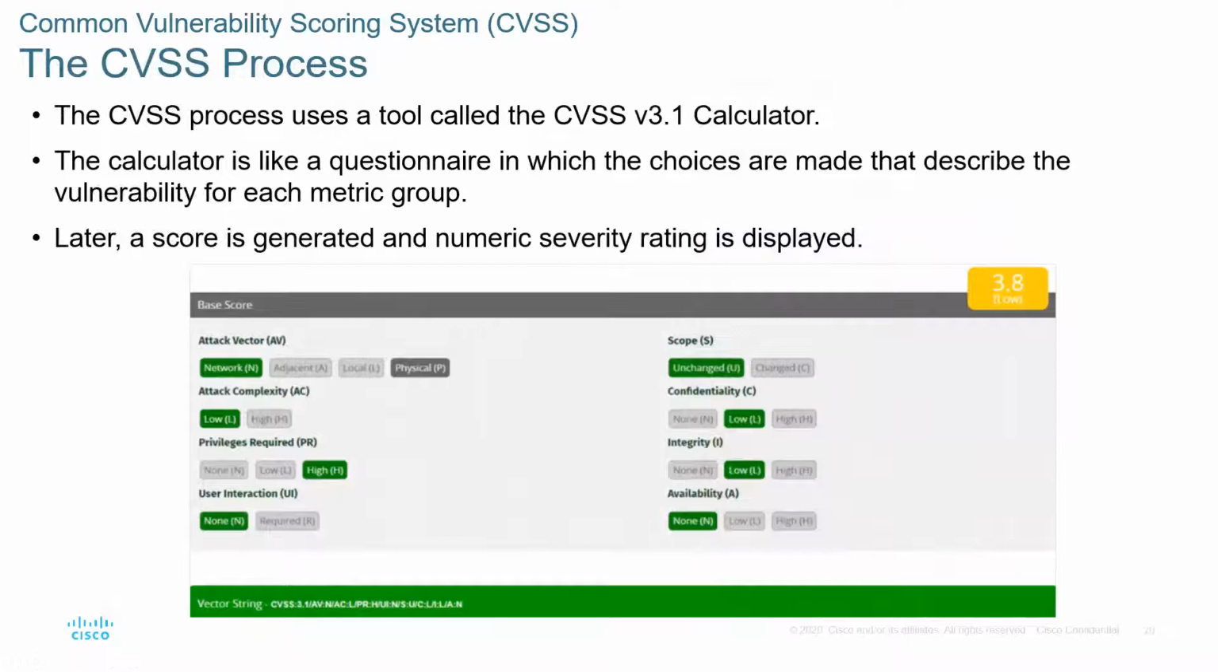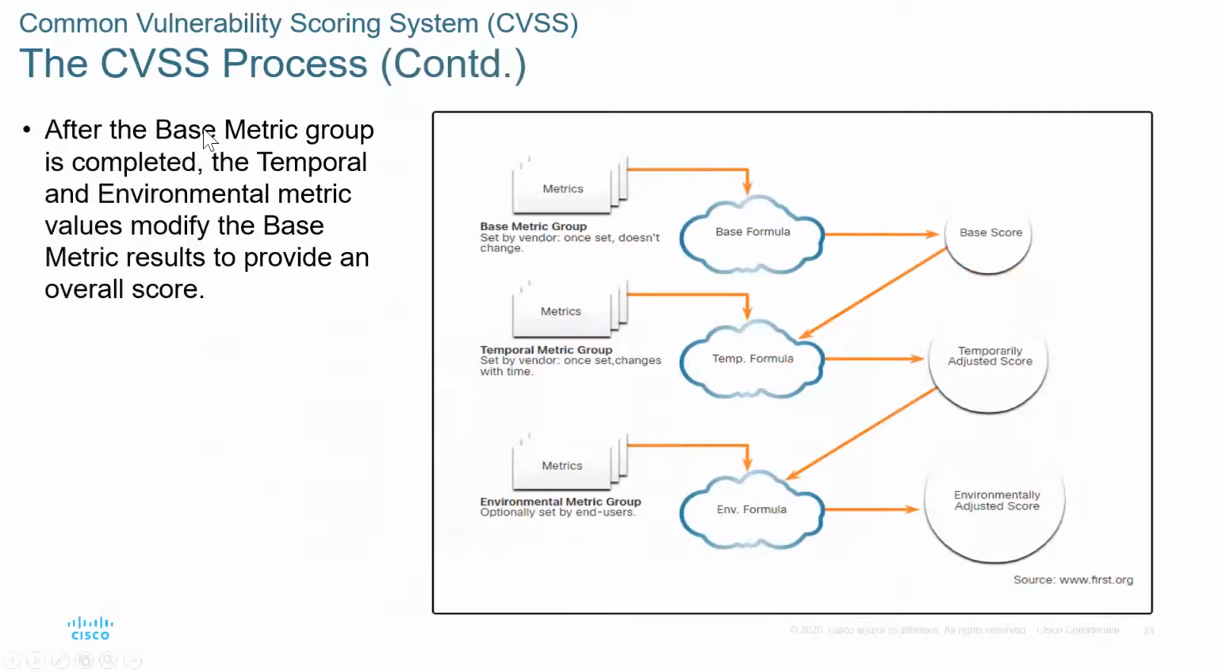So how does this work? There's a CVSS process that uses a tool called the version 3.1 calculator. This calculator is like a questionnaire in which choices are made to describe the vulnerability for each metric. Later, a score is generated and this numeric severity reading ends up being displayed. So after the base metric group is completed, the temporal and environmental metric values modify the base metric results in order to provide an overall score. So again, you start with the base, you get a base score, you then factor in your temporal metric group, adjust it temporarily, and then bring it over here for the environmentally adjusted score as well.